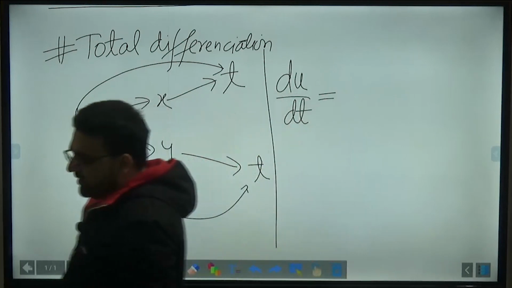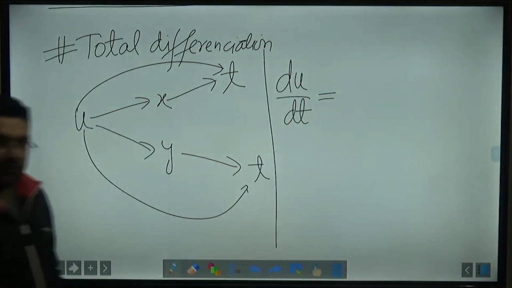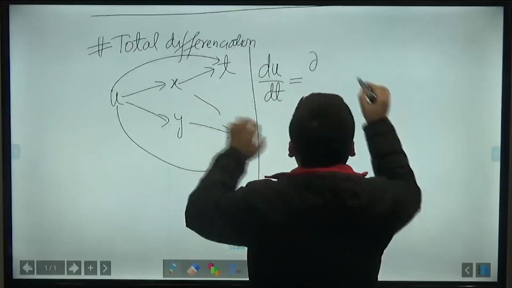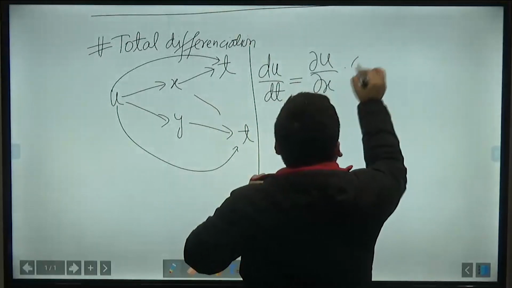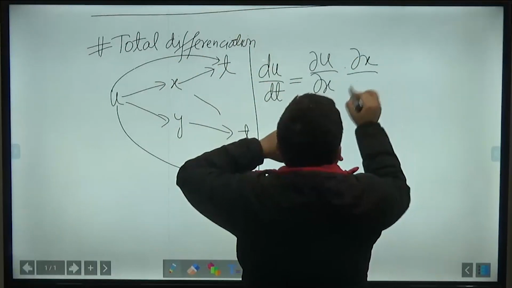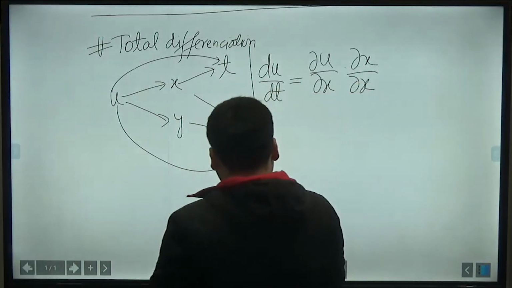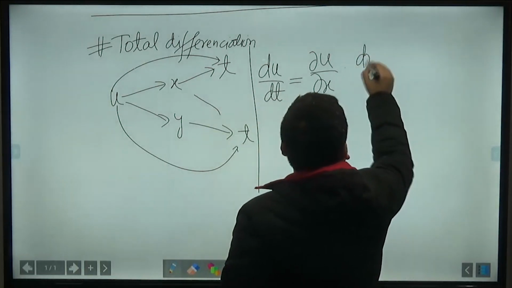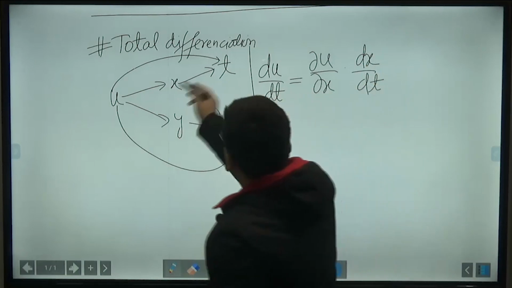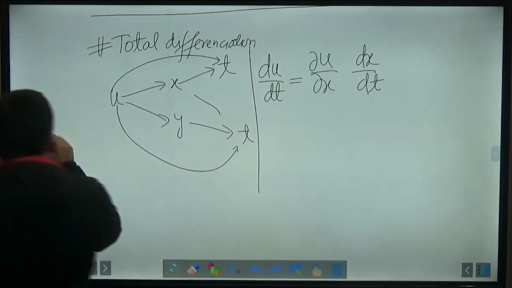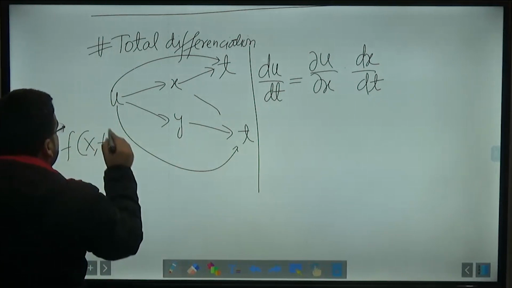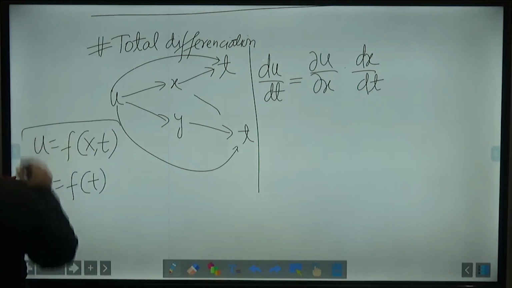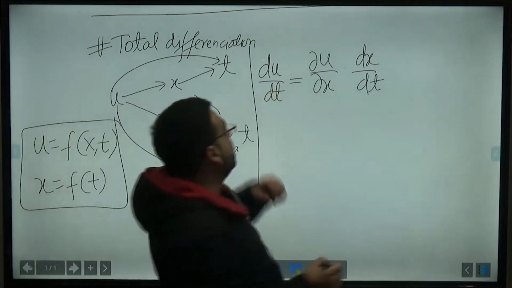If you want to find this du divided by dt, what we have to do is, first of all, the partial derivative of u with respect to x, that is dou u upon dou x. Then we have the derivative of x with respect to t, dx upon dt, because it is just a function of t here. u is a function of x and t, and x is a function of t. That is why it is partial here.